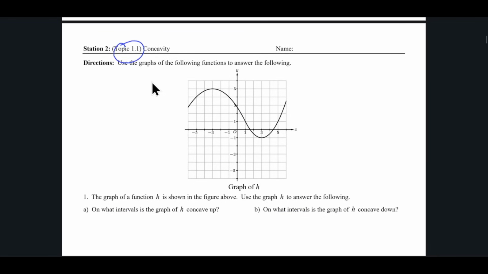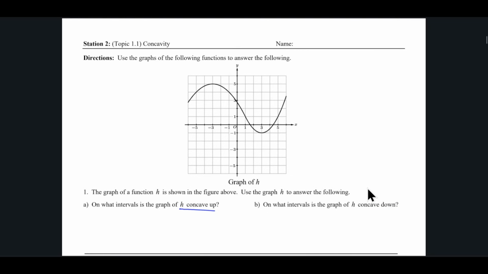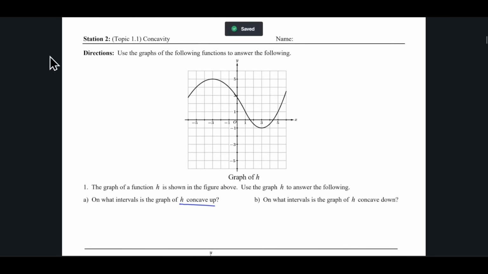If you notice, they have also given the topics on which the questions are based. Here we need to answer concavity. So when is it concave up or concave down? Guys, if you remember, I've talked about this in my earlier videos as well. Concavity is all about smiling and frowning. So when is the function smiling in nature? That's the overall idea over here.